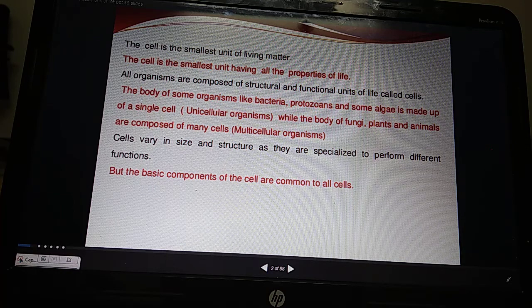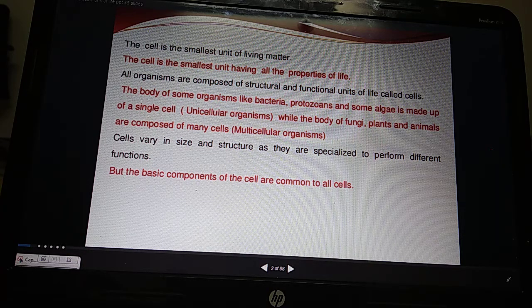Cell, that is the smallest unit of living matter. It is the structural and fundamental unit of life. It's called structural unit. The structure of organism is made up of cells. It's called functional unit. The function of the organism is due to the function of the cells.